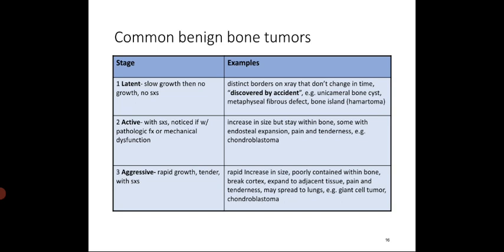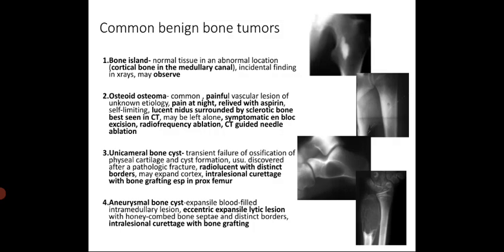For examples, for latent, you usually see UBC or unicameral bone cyst, a bone island, or metaphyseal fibrous defect. For active, you would usually have chondroblastoma. For aggressive, we have the GCT or giant cell tumors and chondroblastoma. So these are examples of common benign tumors.